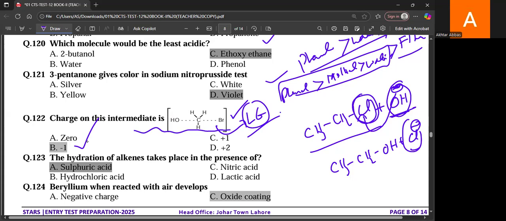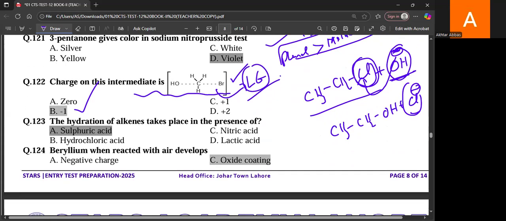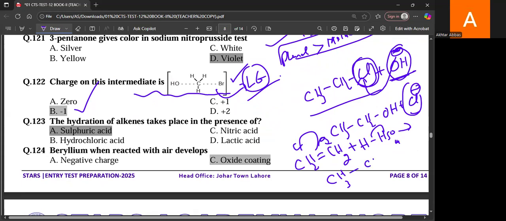The hydration of alkenes takes place in the presence of sulfuric acid. You know that alkenes do not hydrolyze directly. First the alkene reacts with sulfuric acid, so we can get the product CH3. If this bond is shifted, the negative charge goes one way and hydrogen has a positive charge, so this hydrogen is shifted toward the carbon atom. It forms CH3, CH2, and SO3H, HSO3H.